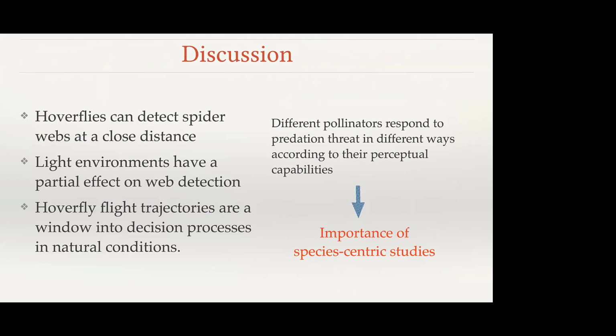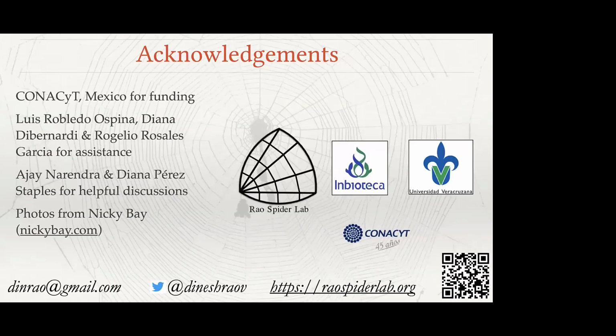So in summary, hoverflies can detect spider webs at a very close distance, and light environments have a partial effect maybe on web detection. And these flight trajectories are a window into the decision-making processes that the hoverflies do in natural conditions. And my take-home message would be that different pollinators respond to predation threat in different ways according to their perceptual capabilities, and this underlines the importance of species-centric studies. Thank you, and if you have any questions.